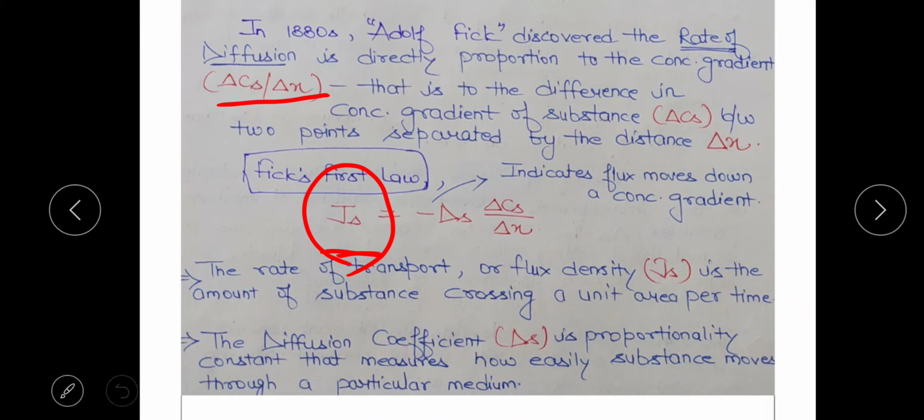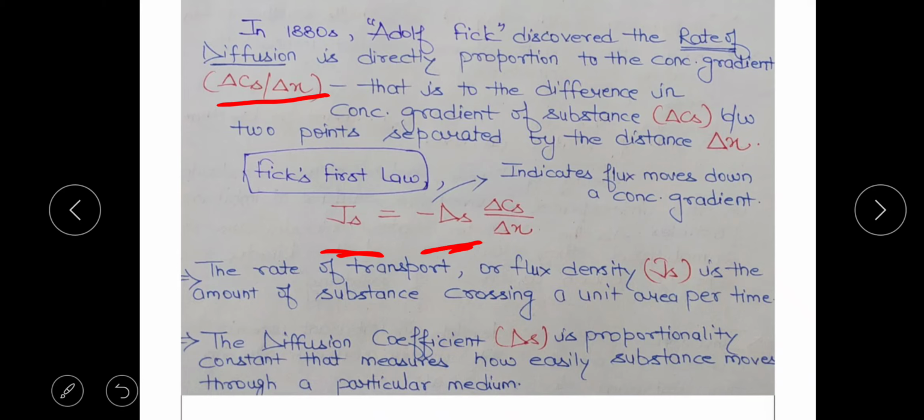So which is equal to minus Ds. Ds is basically the diffusion coefficient. It is a proportionality constant that measures how easily a substance moves through a particular medium. So minus Ds, delta Cs upon delta X. Here the minus sign indicates that the flux moves down the concentration gradient. That means the substance has to move from the higher concentration towards its lower concentration.